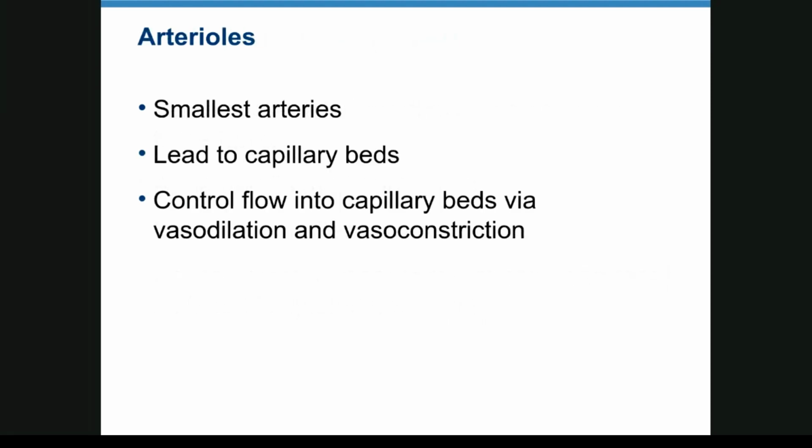Arterioles are smaller arteries, and they get smaller and smaller until they finally lead into capillary beds, and they also control flow into the capillary beds using vasodilation and vasoconstriction. So if you're really cold, your body will divert flow away from your skin so you can conserve heat.